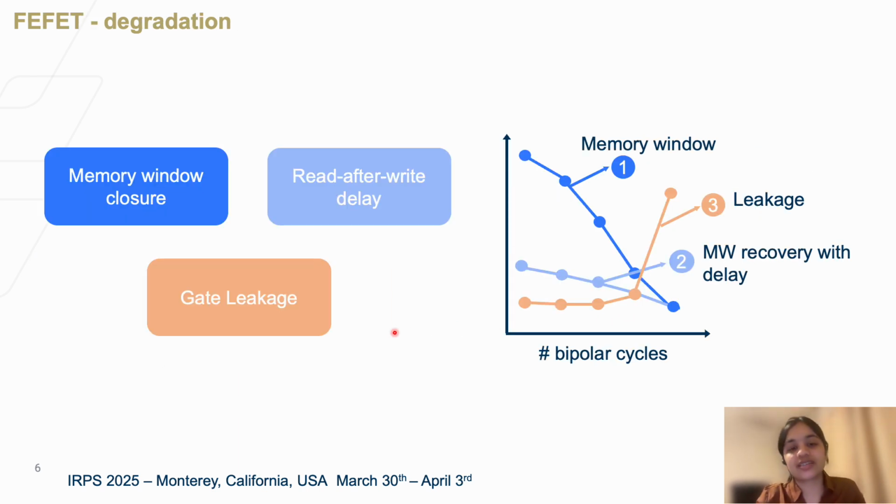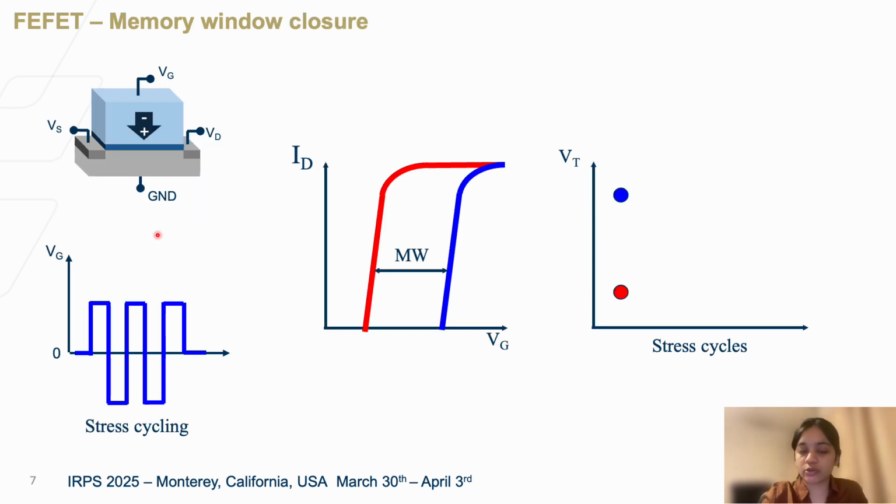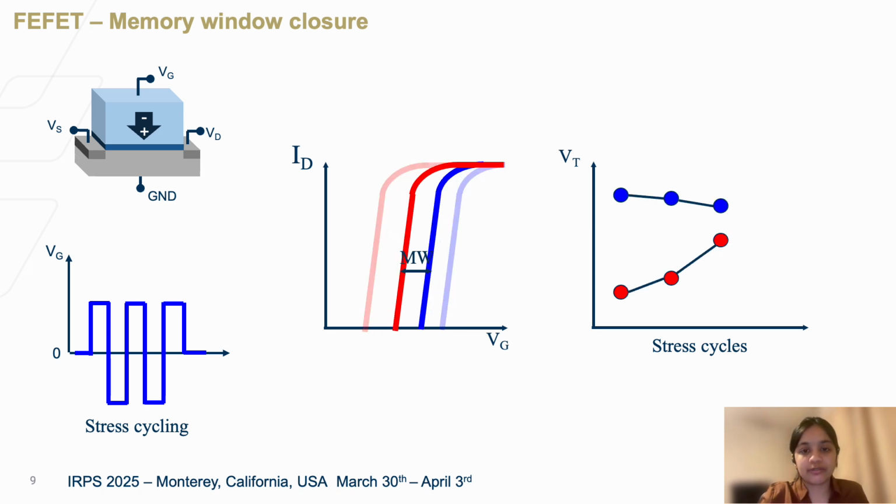Now, these devices face three key reliability challenges, and those three are named memory window closure, read after write delay, and gate leakage. So I'll briefly explain what these three are. First, we have memory window closure. As we saw, we have a memory window for these devices, and when we apply bipolar stress cycling to these devices, which emulates repeated writing to these devices, that gives us an initial memory window, but as we cycle the device, that leads to the memory window reducing. And eventually, this memory window closes down to 0.